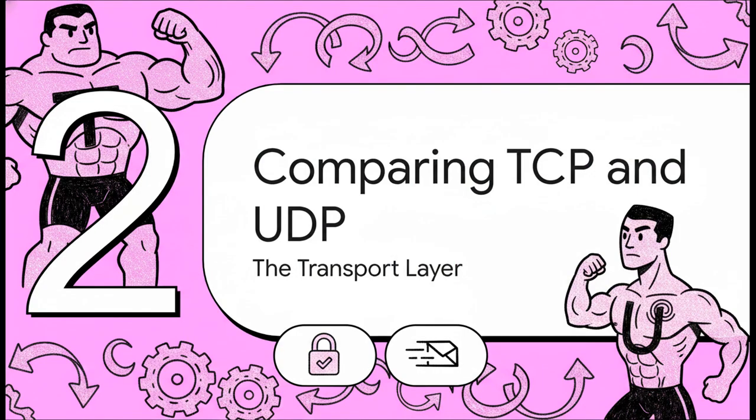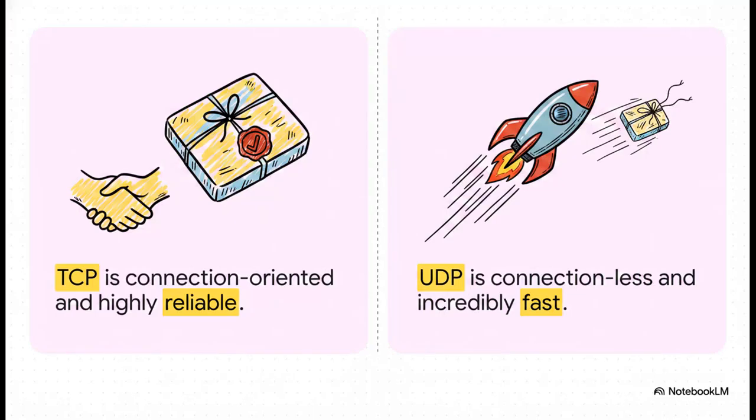Moving right along to section 2, let's compare the two absolute heavyweights of the internet, TCP and UDP. You are definitely going to want to know the differences outlined in this comparison chart for your exam. If you think about sending goods across the world, TCP is the meticulous packager. It's connection-oriented, meaning it sets up a formal handshake before sending anything, and it demands a signature upon delivery. If a data packet gets lost, it says, hey, send that again.